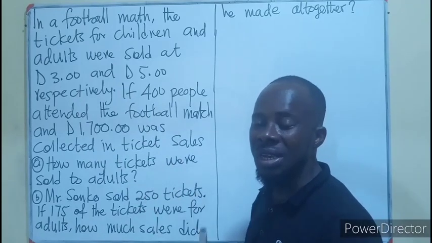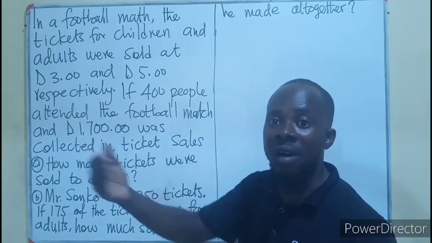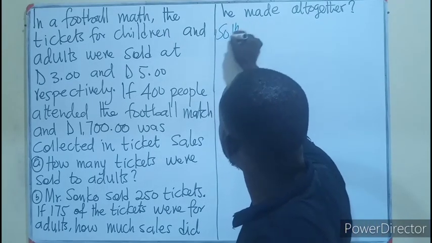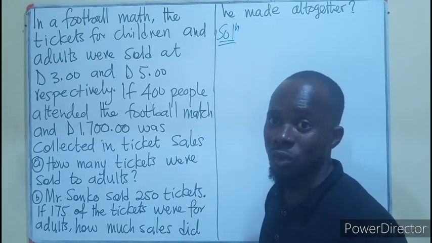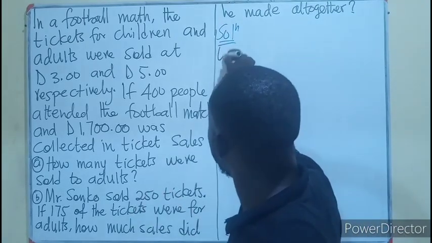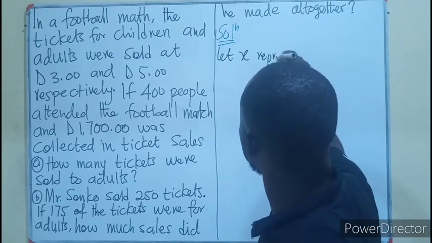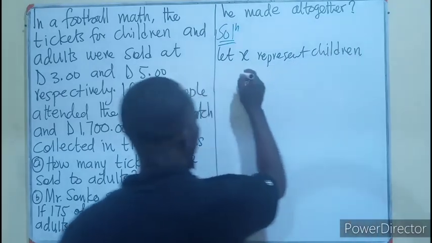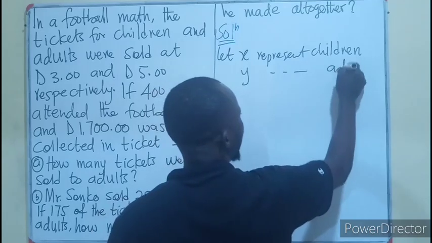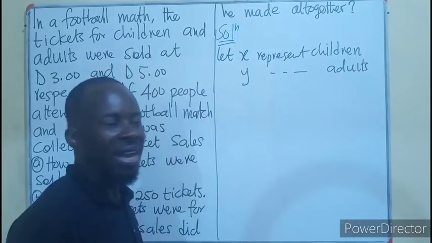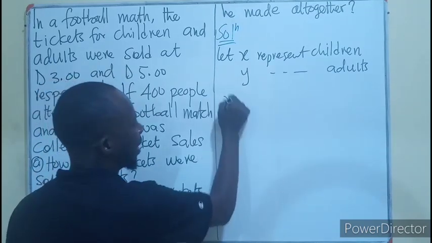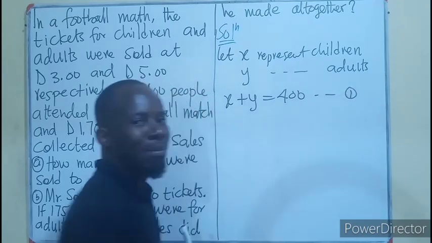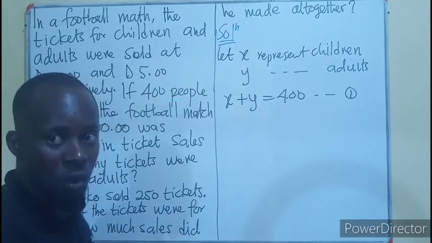So these could be equations that we can use unknown variables to represent. If I am going to start by letting variables represent the children, let x represent children. Then let y represent adults. Right? If that's the case, then we know that the number of children plus adults is 400 that attended the match. Children plus adults equals 400.